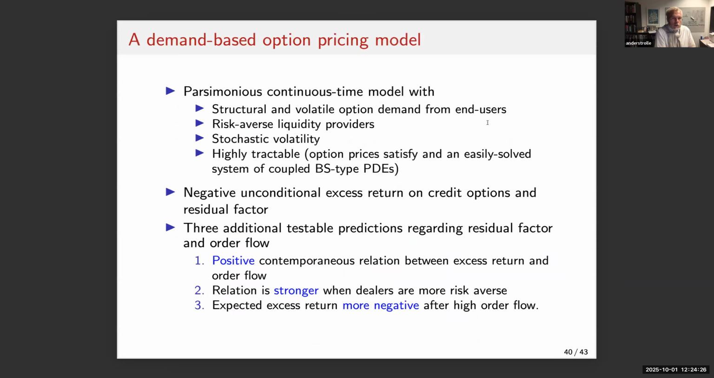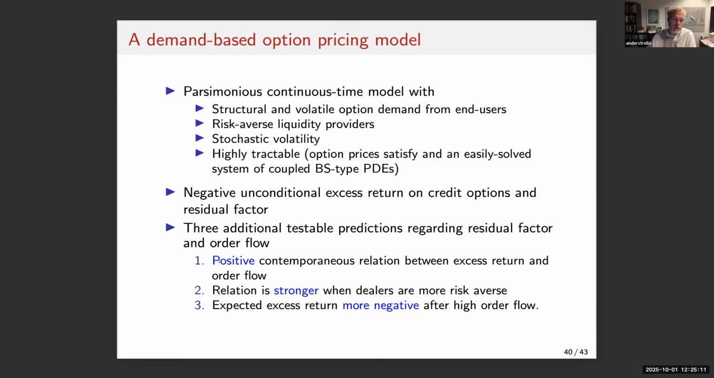So then we want to try to link our residual factor to this order flow. Just to fix ideas, we have a parsimonious continuous time demand-based option pricing model in the paper. The key elements are a volatile order flow from end users, risk-averse liquidity providers, and stochastic volatility that generates some market incompleteness. It's set in continuous time, but it's still highly tractable. This model is consistent with negative unconditional excess returns on these credit options and on the residual factor that I've already documented. But we have 3 additional testable predictions regarding the relation between the residual factor and order flow.